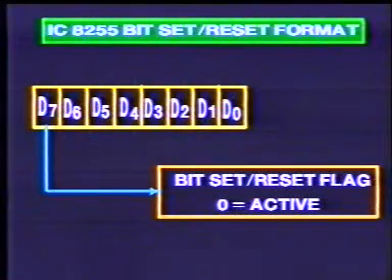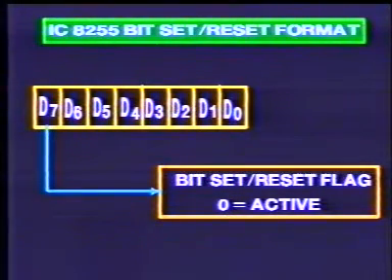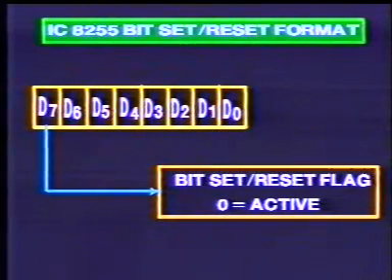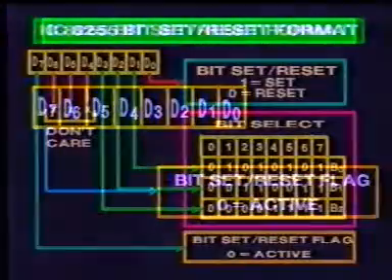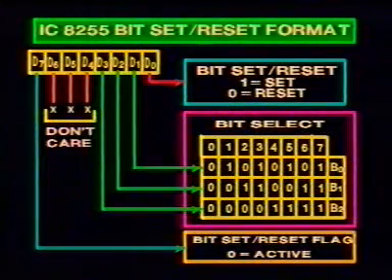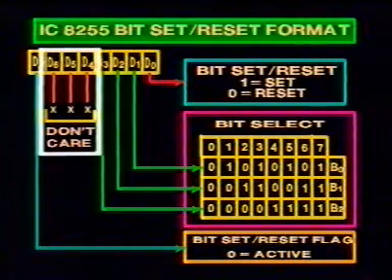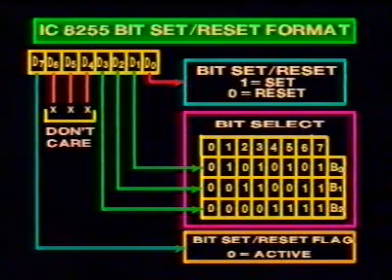The D7 bit is to select I/O mode or bit set reset mode. When it is 0, it selects the bit set reset mode. The bits D6, D5 and D4 are not used. Port C has 8 bits. Any one of them can be set or reset.